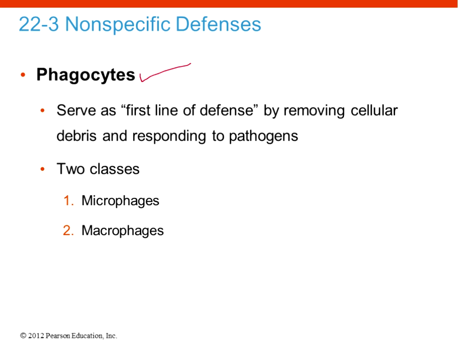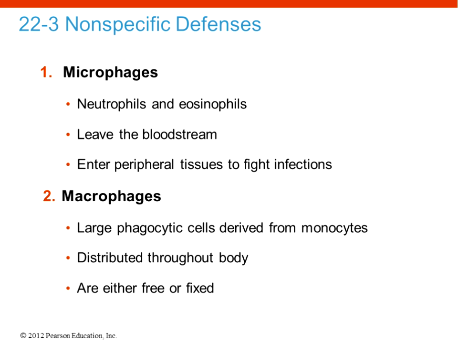The second category of these non-specific defenses are phagocytes. And phagocytes serve as the first line of defense, right? They actually typically are the first things to respond, removing cellular debris and responding to a different pathogen. And there are basically two classes, although they act pretty similarly, macrophages and microphages. Microphages are like neutrophils and eosinophils. You guys talked about those back when we looked at the blood and you identified those different types of cells. They essentially leave the bloodstream, enter the peripheral tissues, and they can then migrate to wherever that location is.